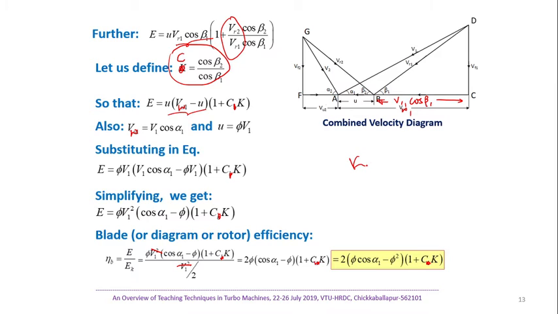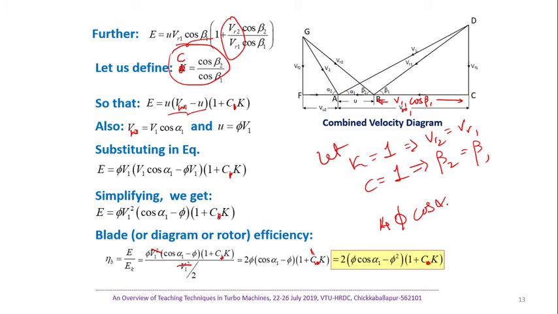Now let us consider K equal to 1. That is nothing but VR2 equal to VR1. And C equal to 1. That is nothing but beta 2 equal to beta 1. So if I do that, what happens here? This becomes 1 into 1, that becomes 1. So 1 plus 1 becomes 2. So 2 into 2 becomes 4. The remaining answer becomes 4 phi (cos alpha 1 minus phi). So this becomes the answer, the blade efficiency.